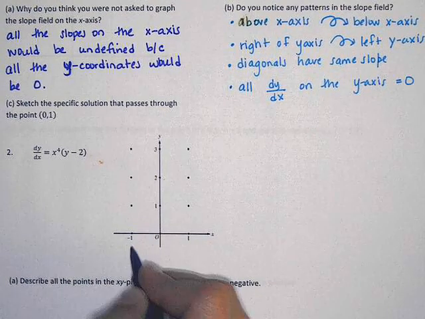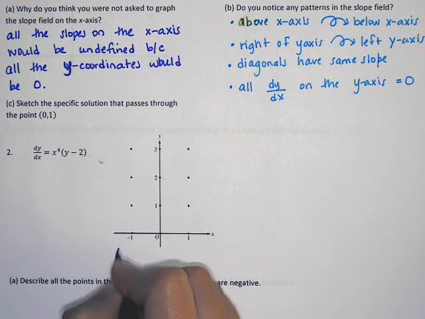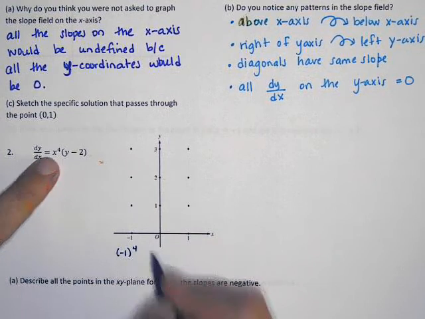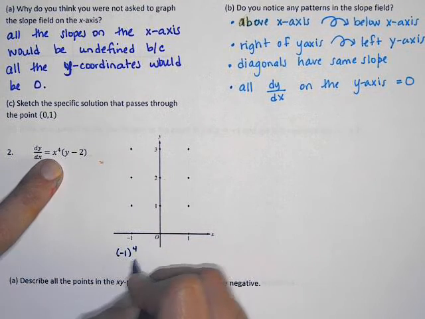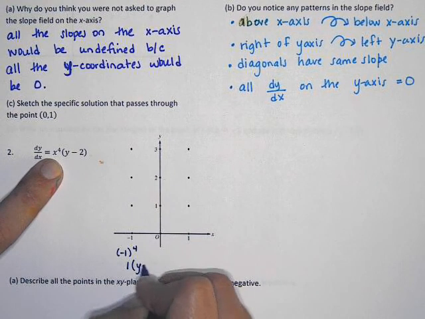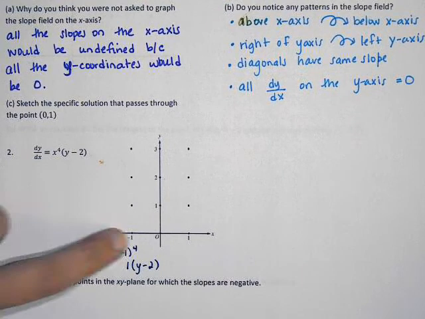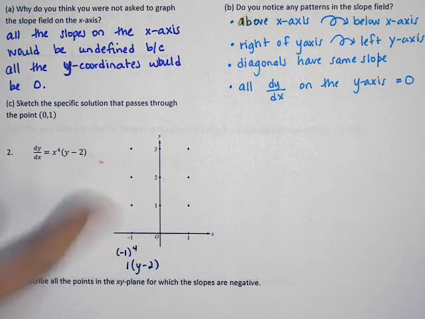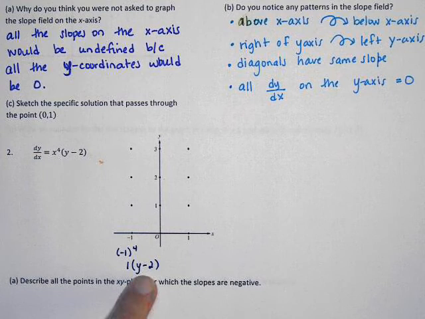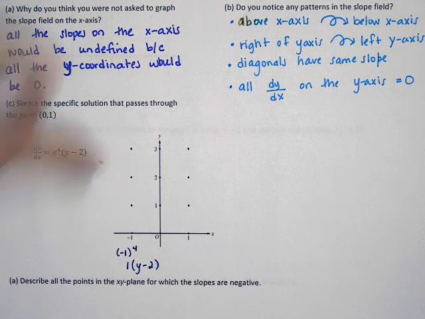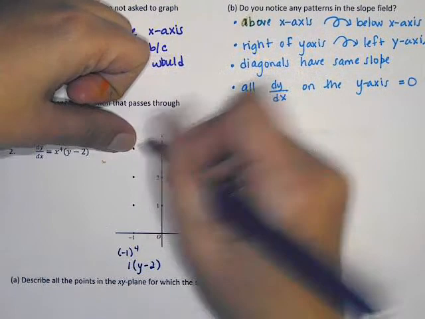In all the places where x is -1, -1 to the 4th, which is the first thing I would do to plug that in, would just be 1. So all of the slopes in this column are just going to be the y value minus 2. So the y value here is 3. 3 minus 2 is 1.